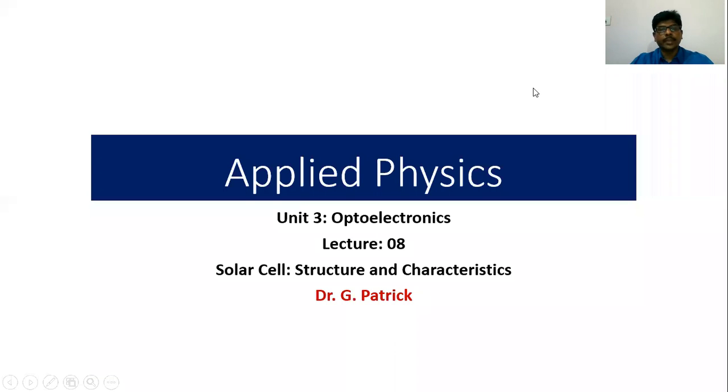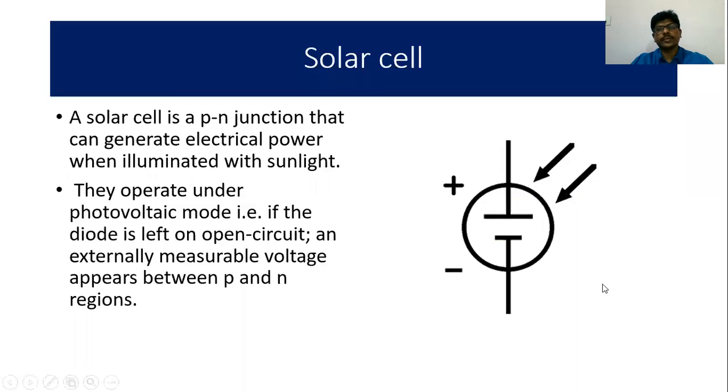In this lecture, we are going to study about solar cell, its structure and characteristics. This is lecture 8 of unit 3 optoelectronics. You will see this is the diagram for a solar cell. A solar cell is a PN junction that can generate electrical power when illuminated with sunlight.